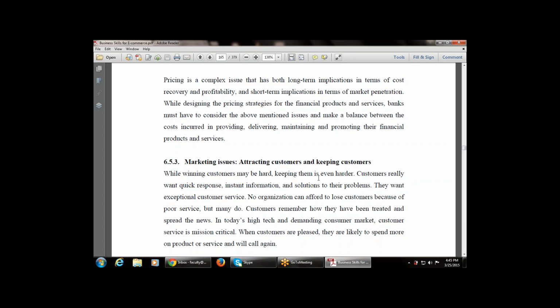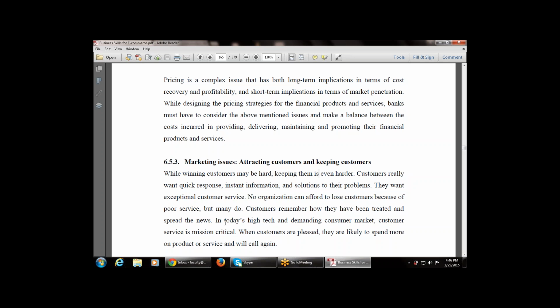Customers really want quick response, instant information, and solutions to their problems. So this is also one of the major issues, a marketing issue, because every customer, if I am a customer, I need a quick response, quick information, and a quick solution to my problem. This is one of the major issues that banks have to face while making online transactions.